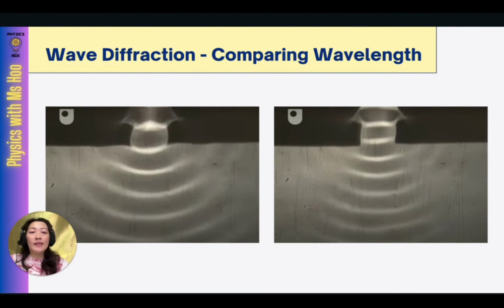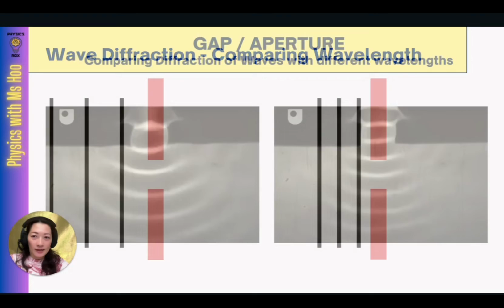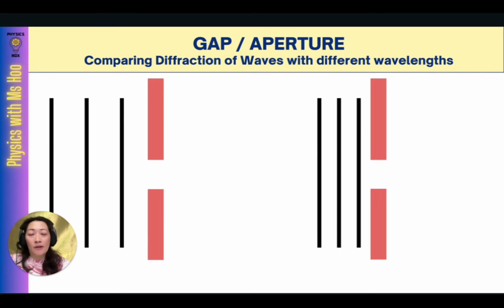To understand this, let me show you step by step logically. These are simple diagrams where we're going to compare two situations with different wavelengths but the same gap size. So actually, what's a gap? A gap basically is made up of two obstacles that create a small space in between. In your syllabus, sometimes a gap is known as an aperture.